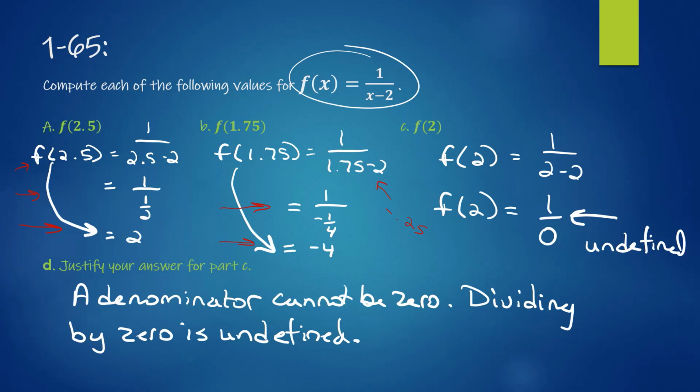The last one here on C is a little different because when you plug it in, you do get a 0 in the denominator, and that is undefined. And when it says down below, justify your answer for part C: a denominator cannot be 0. Dividing by 0 is considered undefined. So it is not a real solution. It's not a solution at all. You can't solve it. And that is 1-65.